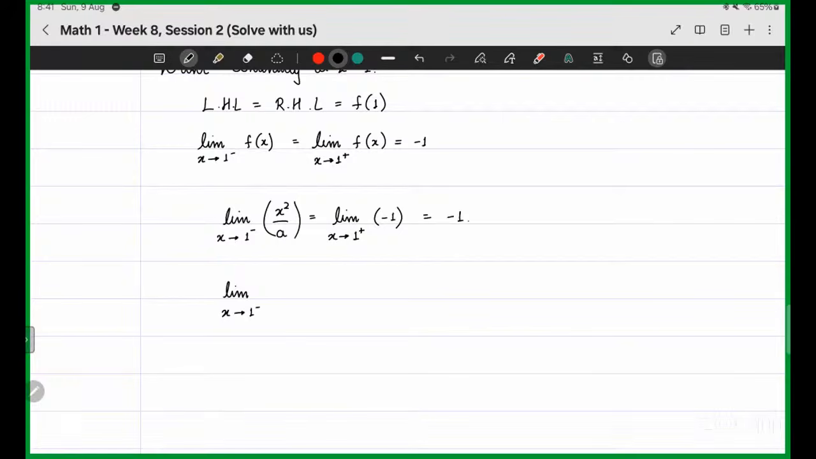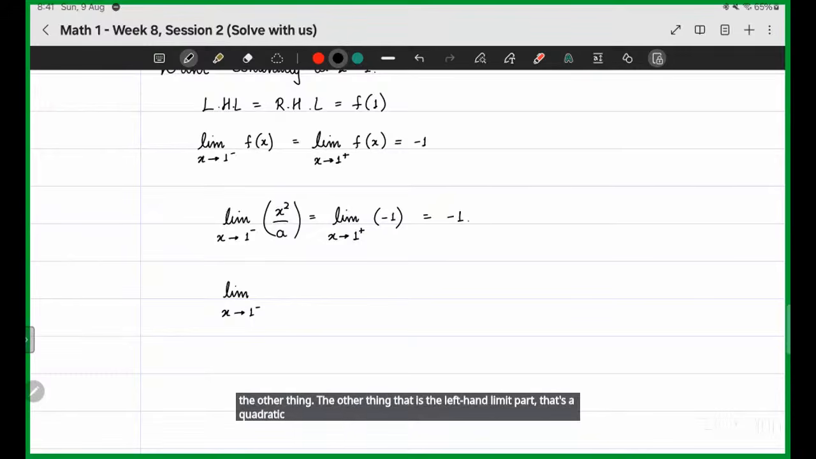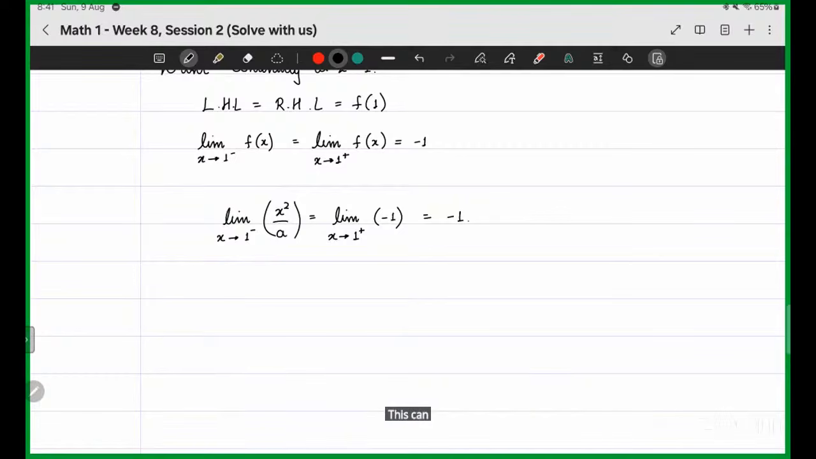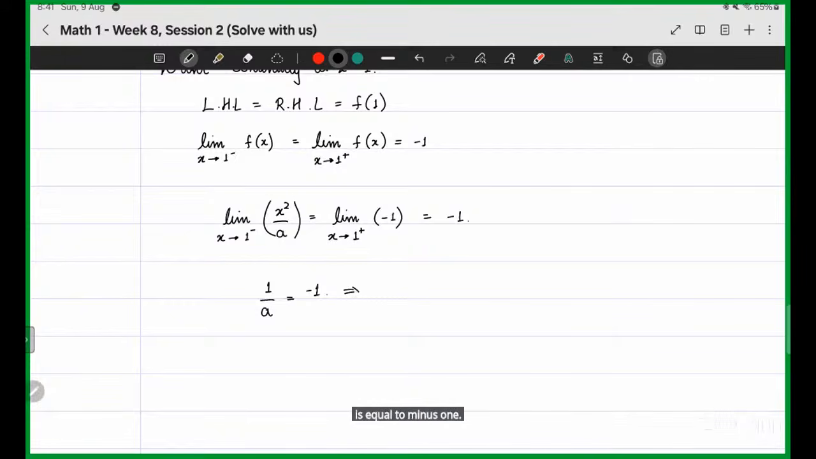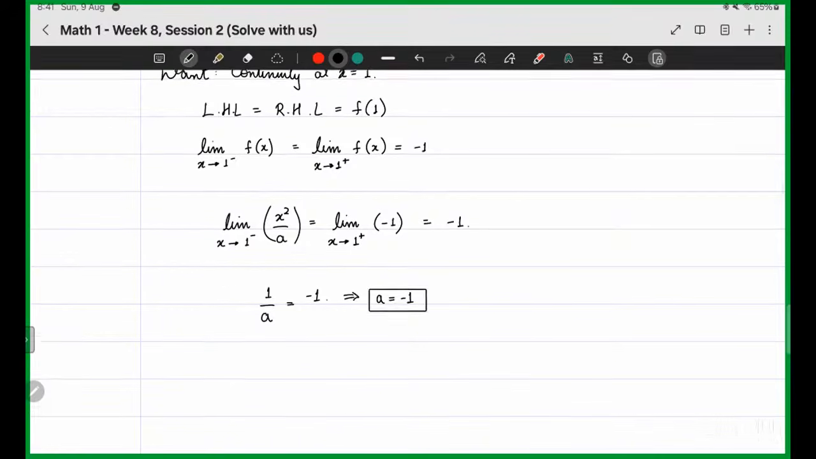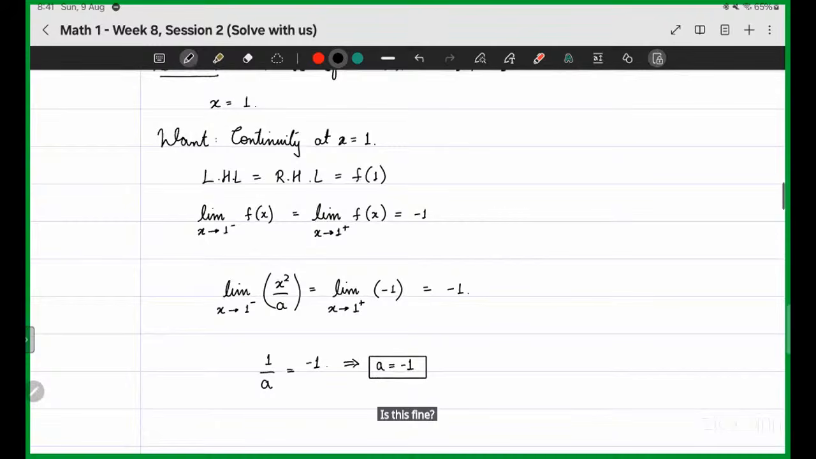Now, what about the other thing? The other thing, that is the left-hand limit part, that's a quadratic function. It's a polynomial function. The limit of this can be obtained simply by substituting x is equal to 1. And what would I get in this expression if I substitute x is equal to 1? I would get 1 by a is equal to -1. Now this would imply that a is equal to -1. Is this fine? Yeah. Good. Yes, sir.